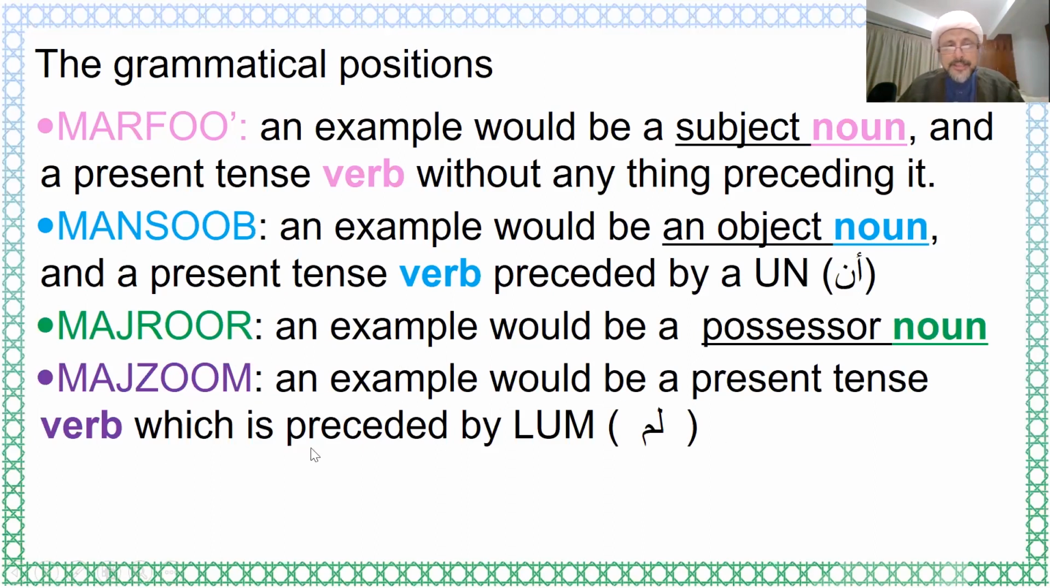So there's no noun here, see? An example would be a present tense verb which is preceded by lam. Lam means never happened. Lam yaktub. See, I did not say lam yaktubu or lam yaktuba. Lam yaktub. So it's fixed with the sukoon; the grammatical sign is the sukoon. Okay, so these two slides are very important for us to pay attention to, and now we have kept the foundation. Alhamdulillah, if you understand these two slides.